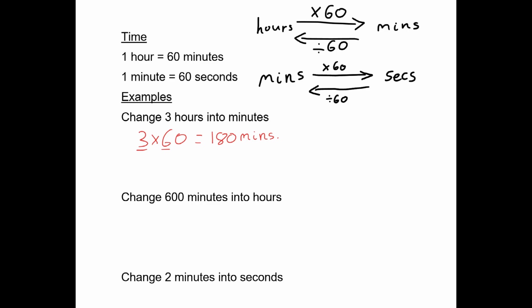To change 600 minutes into hours, I would need to divide by 60. So I need to do 600 divided by 60. We can cancel out one of the zeros, and then I have 60 divided by 6, which is just 10. So I know that 600 minutes is 10 hours.